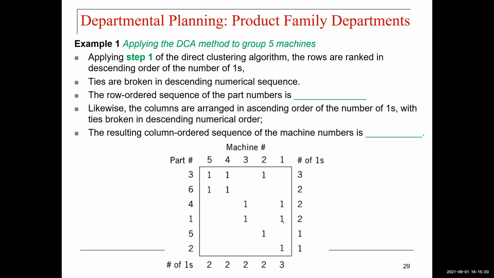So after applying step 1 of the direct clustering algorithm, the rows are ranked in descending order of the number of ones. So you see that now. You see the totals. I have ordered those from the highest number in the rows to the smallest number in the rows. So now row 3 is at the top, row 6 is second, row 4 is third, and so on. You see here we have a tie.